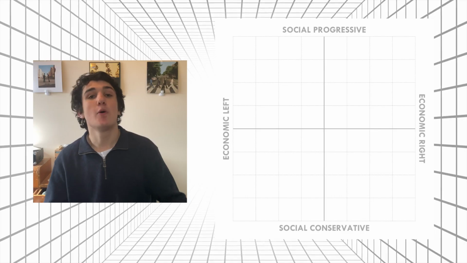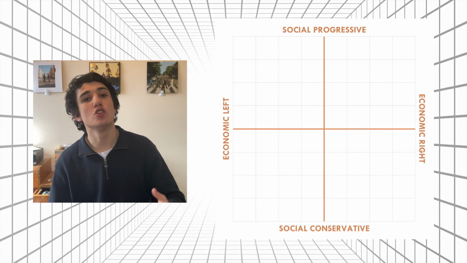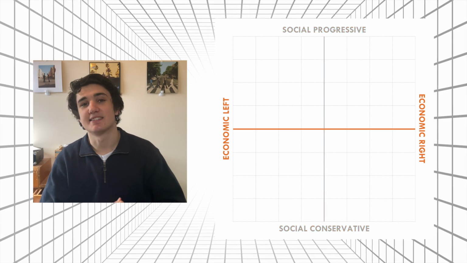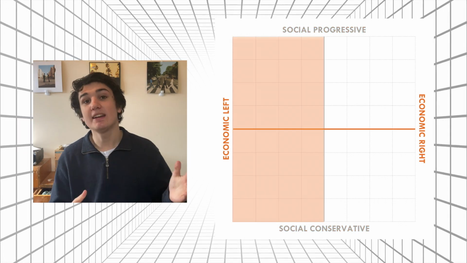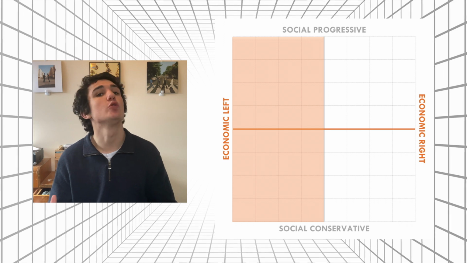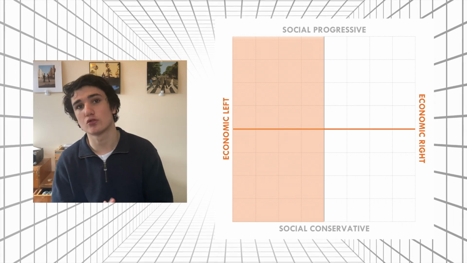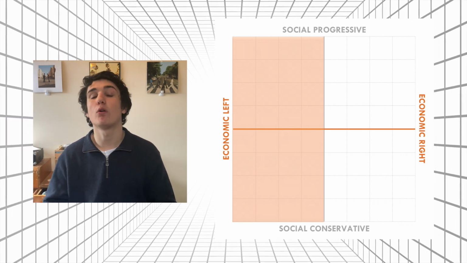But before we dive in and look at the political parties, we first have to understand the political spectrum along which ideology differs. For the purposes of this video, we'll be using a two-axis spectrum. The horizontal axis measures economic policy. On one end of the spectrum, we have the economic left, who believe the government should play a substantial role in our economy to bring about equality among people.